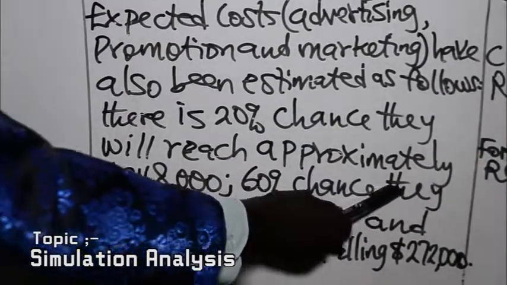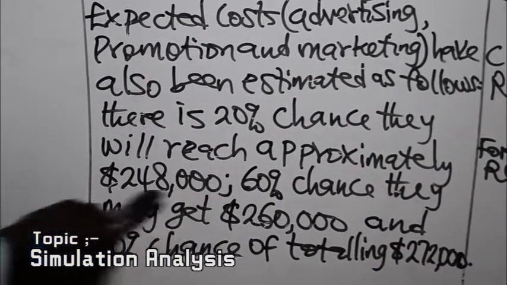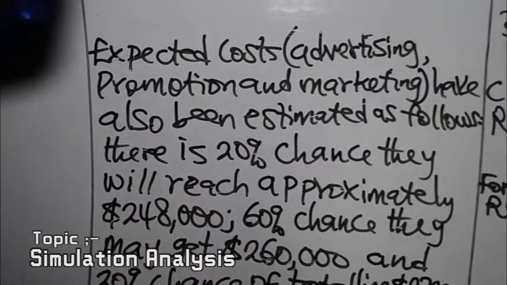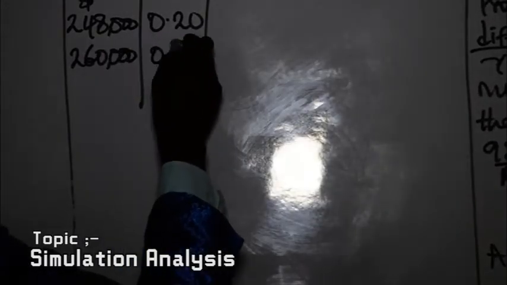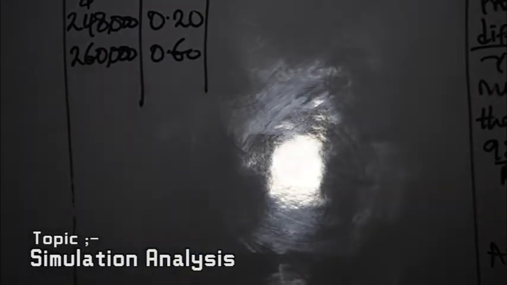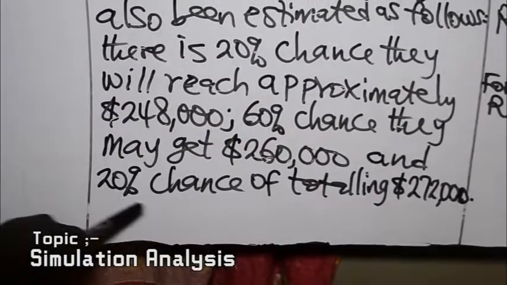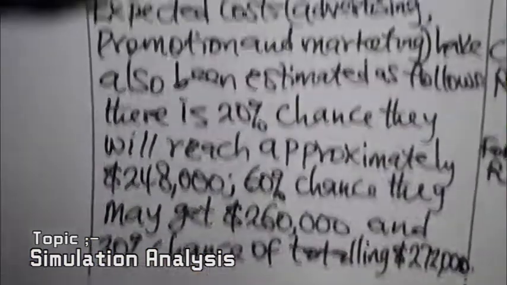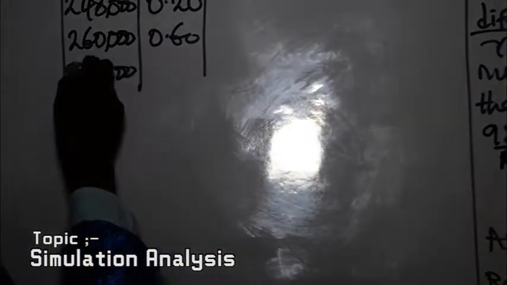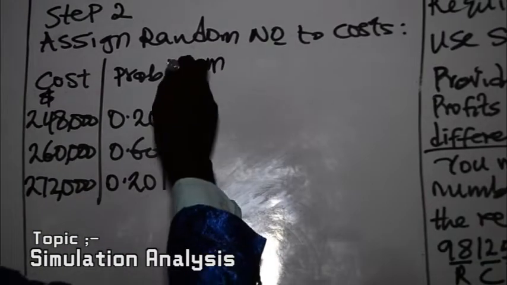Then the next one, a 60% chance they may get 260,000. At 260,000 cost, the probability is 0.6. And a 20% chance of totaling 272,000 cost, probability of 0.2.